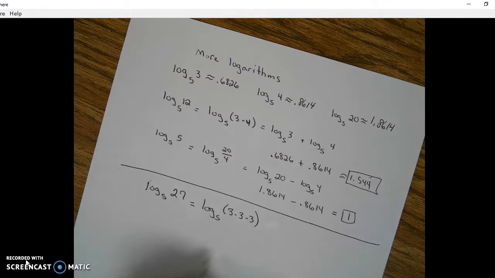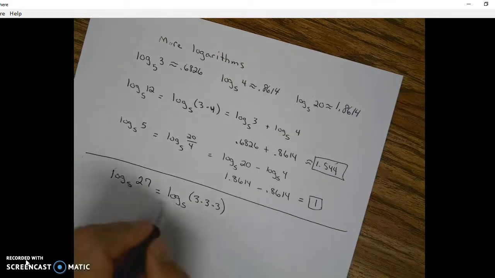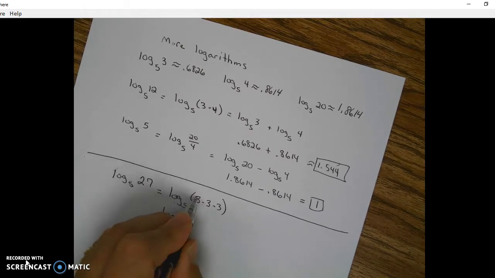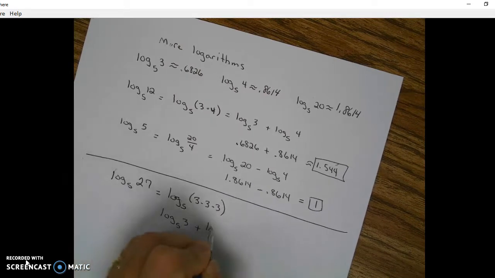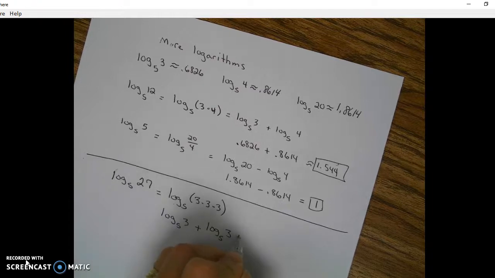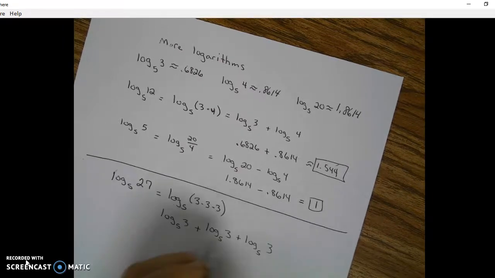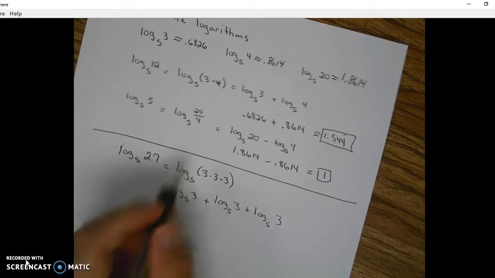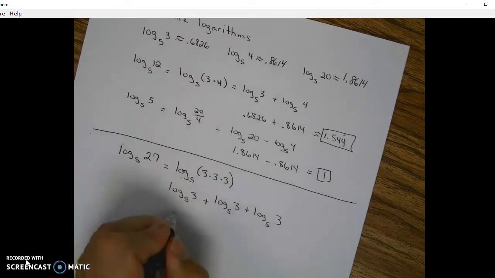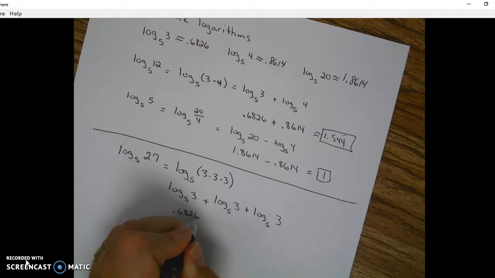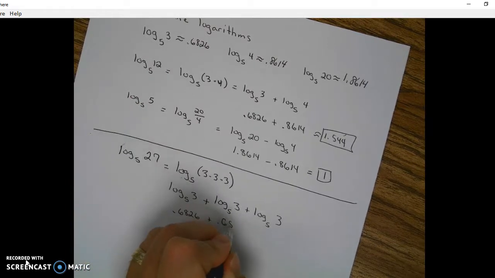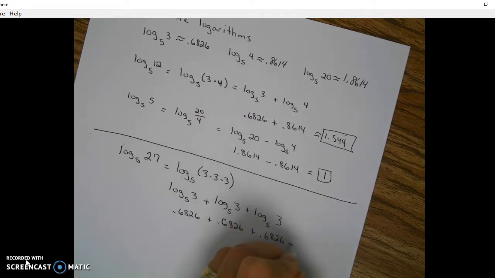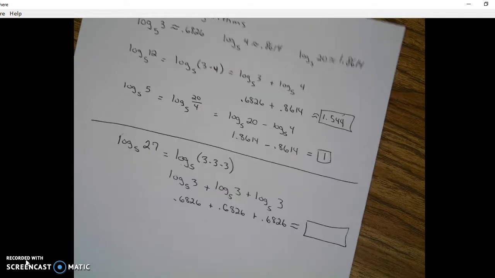Okay, and since we're multiplying in here, we would add the individual logs. So the log base 5 of 3 plus log base 5 of 3 plus log base 5 of 3, one for each of the numbers. So then we would take 0.6826 plus 0.6826 plus 0.6826 in order to get our answer.